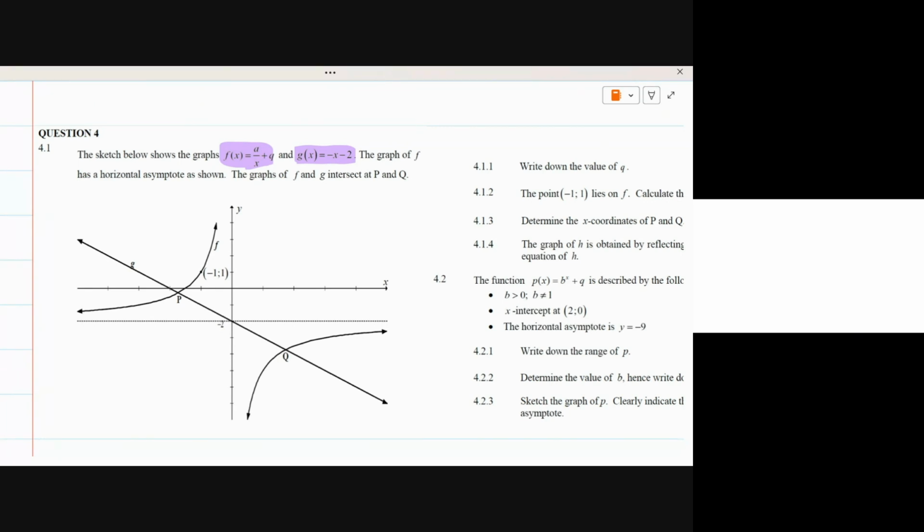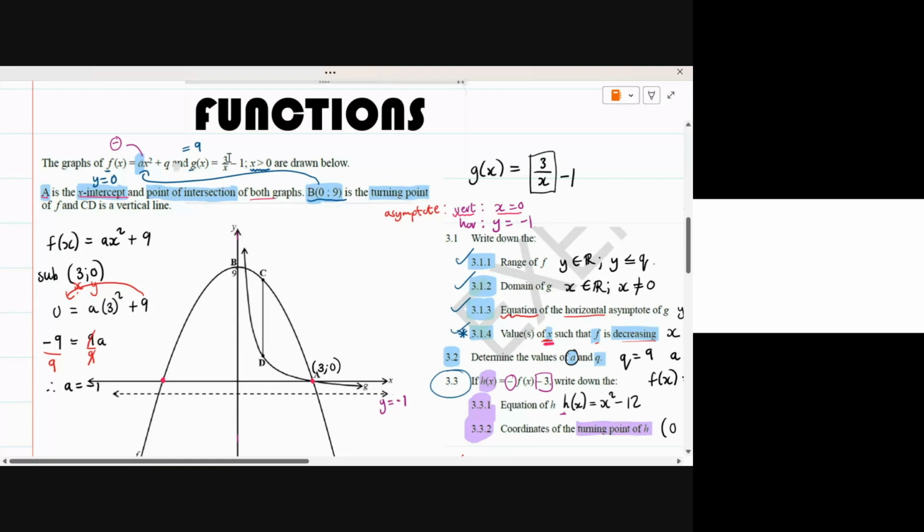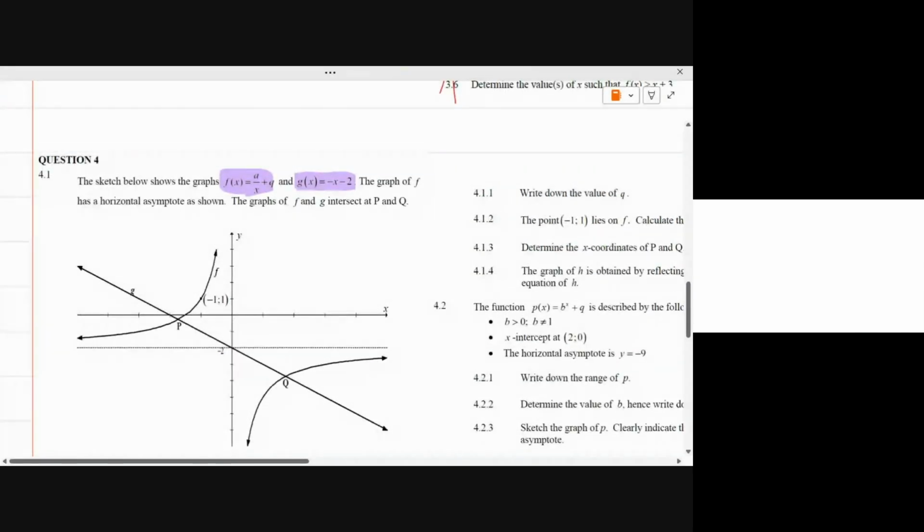What two graphs do we have, grade 10s? The first one is a what and a what? Good, a straight line, and it's not a parabola. Parabola would be x squared. This is over x, so this is a hyperbola. It's actually the same as the one that we were doing before. It's the same as 3 over x minus 1, except in this case, they haven't given us the values. Let's keep going.